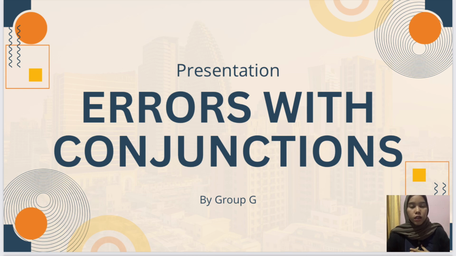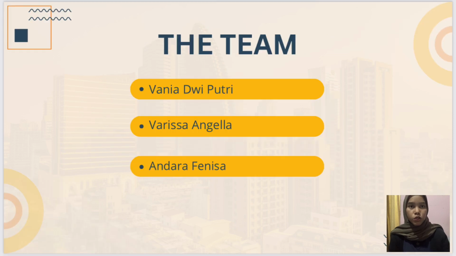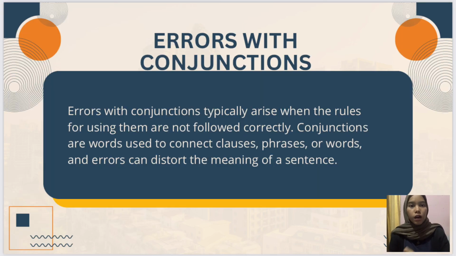So for today's material, which is error with conjunctions, I will explain about two kinds of error with conjunction, which is correlative and coordinate. But before, let me introduce my team, which is Group G. The first one is me, Vanili Putri, and then two of my partners, Farisa Angela and Amira Vanessa. Okay, so let's get into the topic. So our topic today is error with conjunctions.